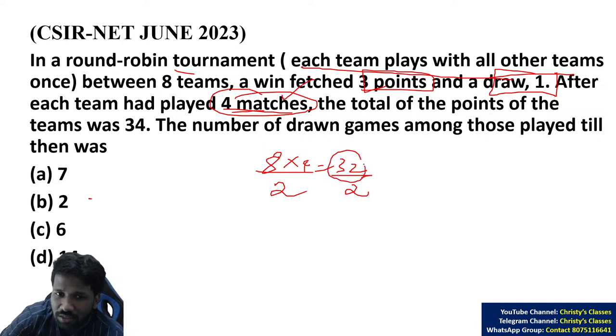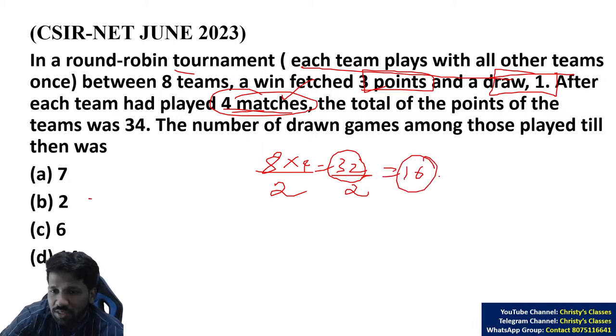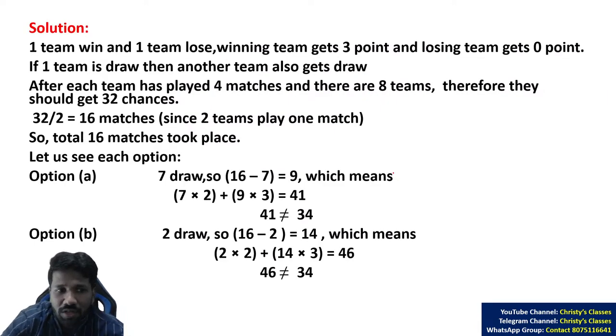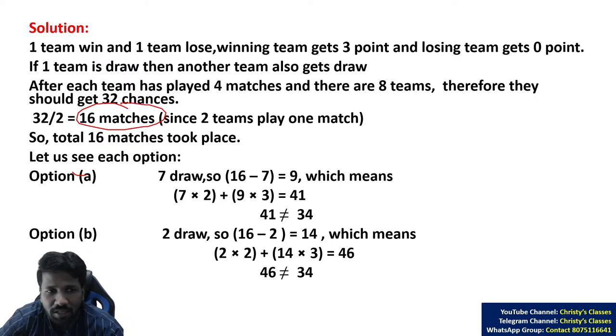So in total, 8 teams give a total of 32 matches. So for 32, only 16 matches are enough, because in 16 matches, 32 teams will participate. So 32 matches are obtained. I hope all of you understood why it is only 16 matches. I have explained in detail in this PPT. So 16 matches only are there.